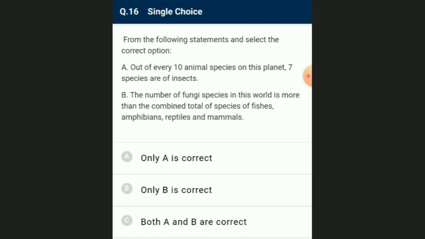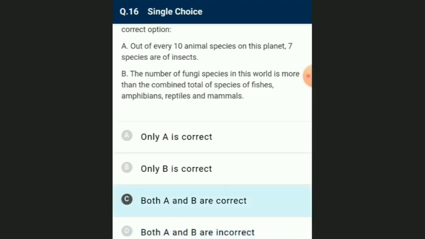Second statement B: the number of fungi species in this world is more than the combined total of species of the fishes, amphibians, reptiles and mammals. So that is also correctly given. The number of fungi species, around 72,000 in the world, is more than the sum total of fishes, amphibians, reptiles and mammals. Fungi having greater thermal tolerance are able to thrive and diversify. So the answer for this question is option C. Both A and B are correctly given.